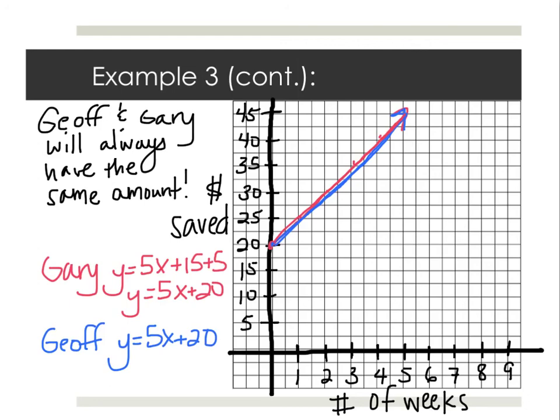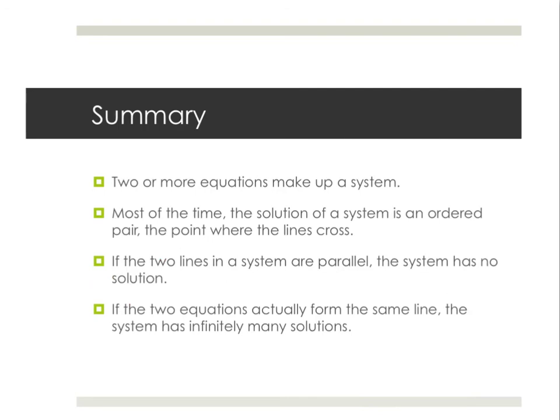And that just about does it. Let's do a quick summary slide and we'll be done. Okay, 2 or more equations make up a system. Most of the time, the solution of a system is an ordered pair, the point where the lines cross. And it was kind of obvious because the other 2 examples in our situation were kind of silly. One where they're never going to have the same amount of money, one where they always do. More than likely, most circumstances, you'll have the 2 lines that actually cross. But if the 2 lines in a system are parallel, the system has no solution, and if the 2 equations actually form the same line, the system has infinitely many solutions.